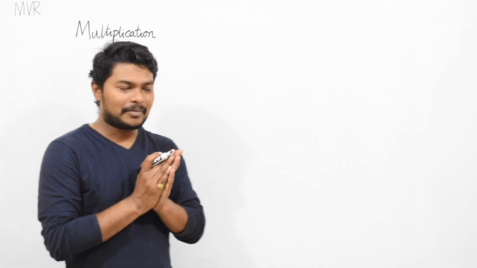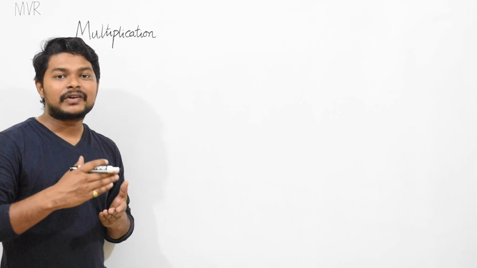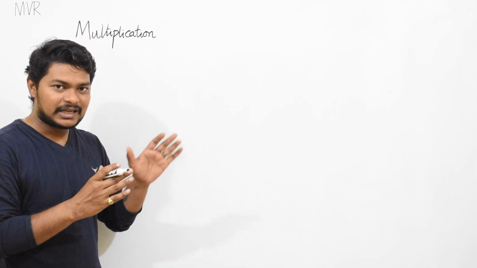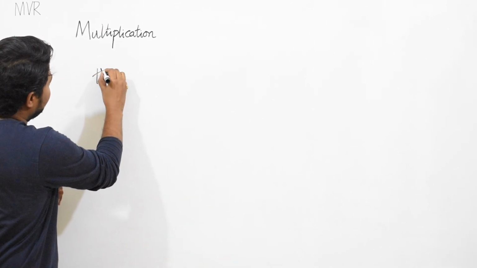Now we came to the multiplication. Here in the multiplication there are different kinds of categories, different kinds of concepts. We will see one concept at a time. Now we will see the first concept.